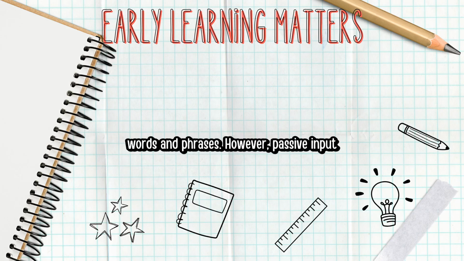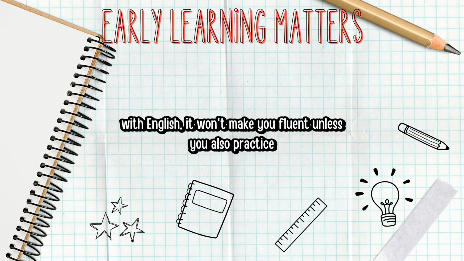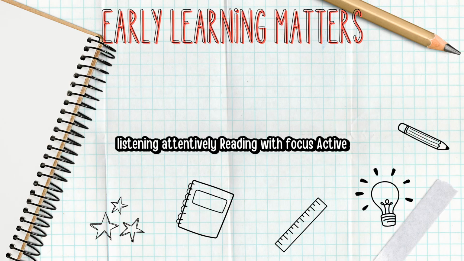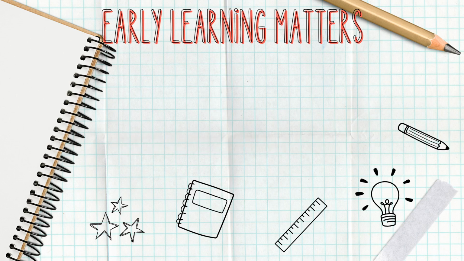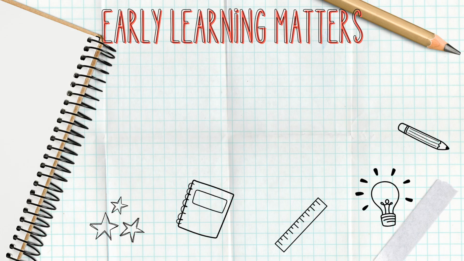However, passive input alone is not enough. While it helps you become familiar with English, it won't make you fluent unless you also practice active input. 2. Active input. Listening attentively, reading with focus. Active input happens when you fully concentrate on what you're listening to or reading.